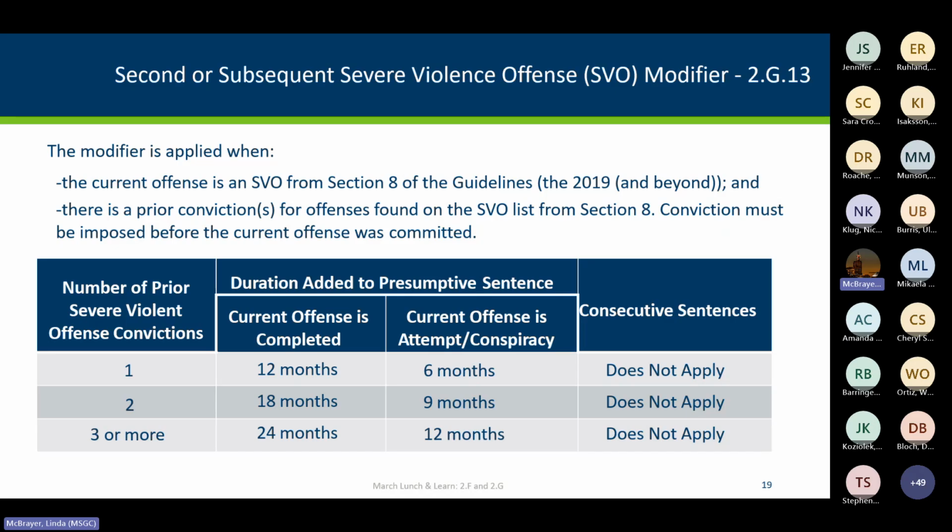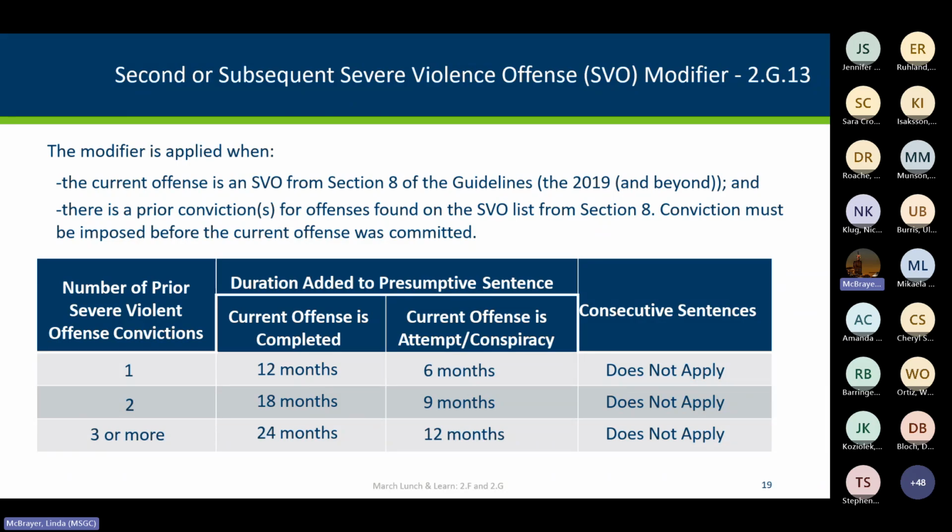This came up in 2019, so if you have a pre-2019 offense, you don't have to worry about this. This is 2019 and beyond. The current offense is a severe violent offense from Section 8, and they have prior conviction or convictions for offenses found in the SVO list, Section 8. And again, just like every other modifier we apply, the conviction has to be imposed before the current offense was committed.